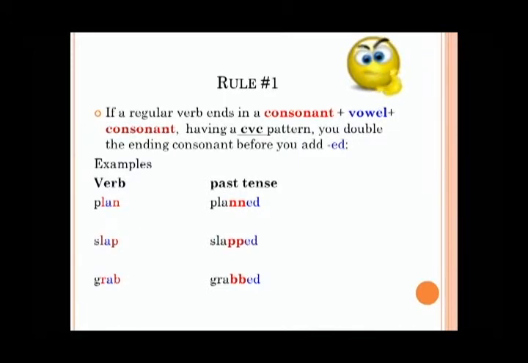The last one, grab. Notice again the three last letters. R-A-B. A CVC pattern. R, consonant. A, vowel. B, consonant. The past tense for the word grab is grabbed. G-R-A-B-B-E-D. We've doubled the B and then add ED.